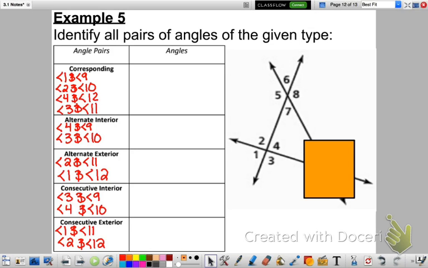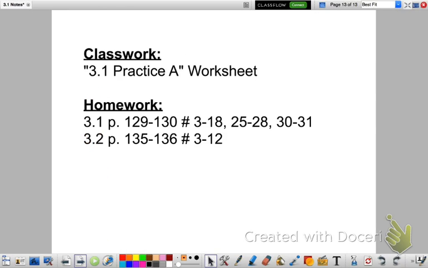Okay, welcome back. If you have the notes paper, the last bit of work is the 3.1 practice worksheet. And then this is the homework for this section. Go ahead, give that a shot, and if you have any questions, just let me know.